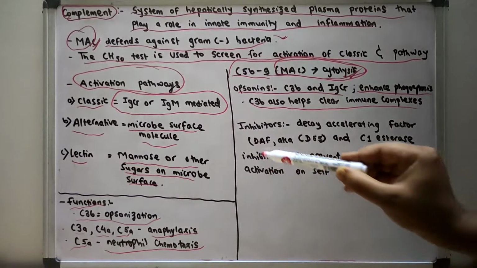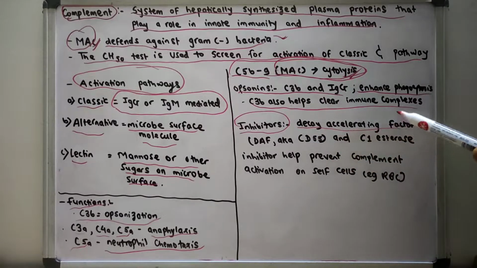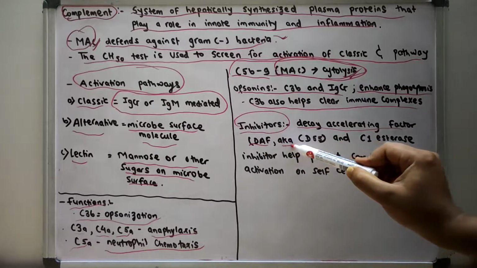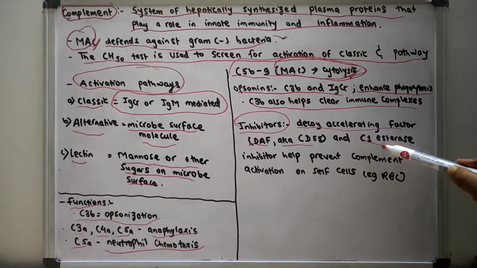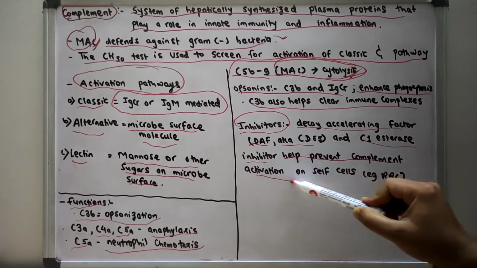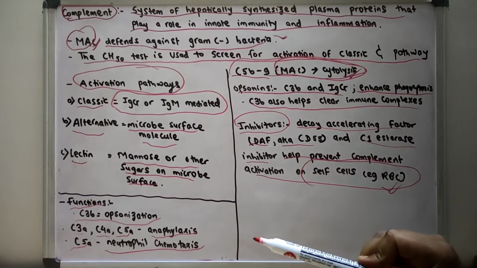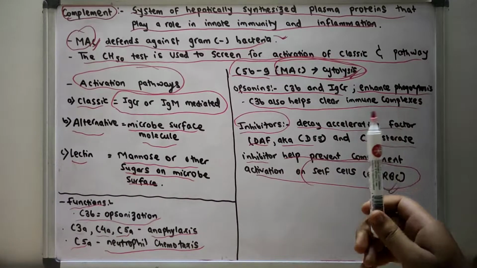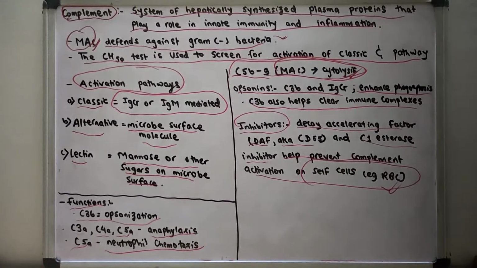Now let us discuss the various inhibitors of the complement. The decay accelerating factor, that is DAF, also known as CD55, cluster of differentiation 55, and the C1 esterase inhibitor help to prevent the complement activation on the self cells, that means RBC. In the RBC, you have to know that the inhibitors are the decay accelerating factor and C1 esterase inhibitor. They help to prevent the complement activation.